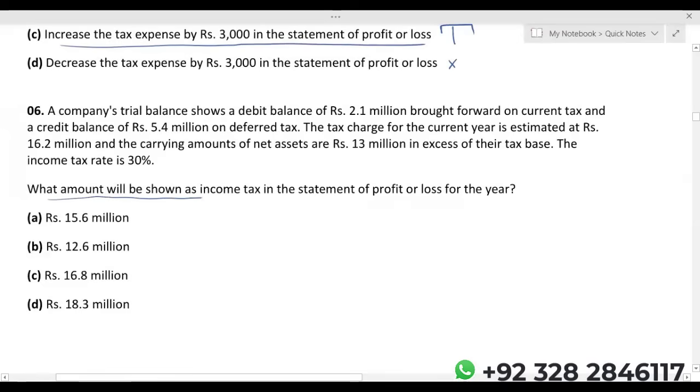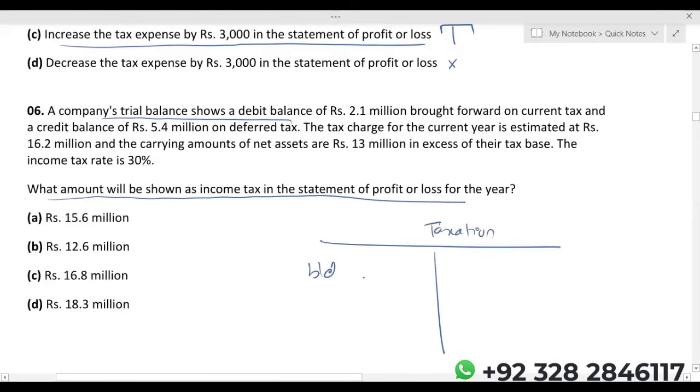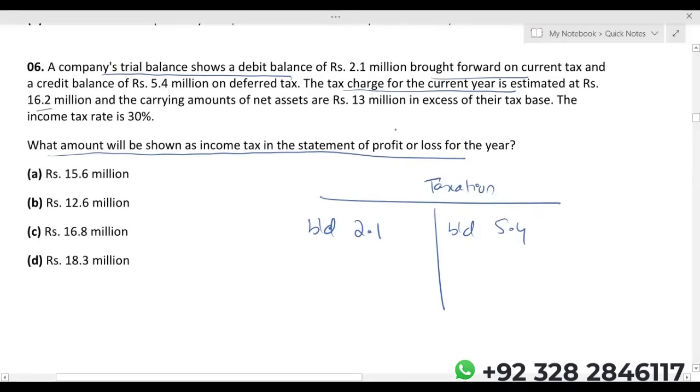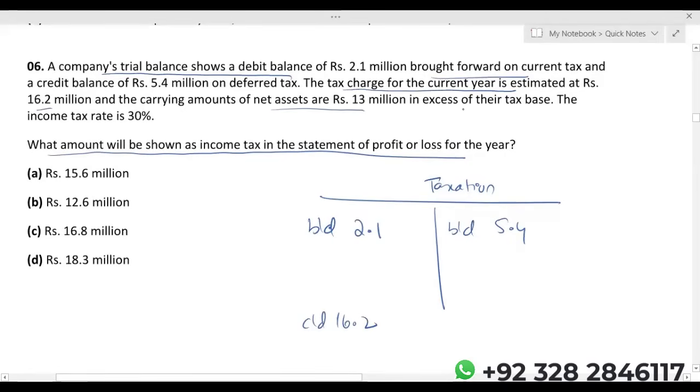What amount will be shown as income tax in the statement of P&L? The company's trial balance shows a debit balance, the under provision. Brought forward on current tax is a credit balance, deferred tax is 5.4. The tax charge for the current year is 16.2. The carrying amount of net assets is 13 million in excess of their tax base. If the carrying amount is more than the tax base, the difference is a taxable temporary difference, multiplied by 30%, which gives you the closing deferred tax liability of 3.9 million.